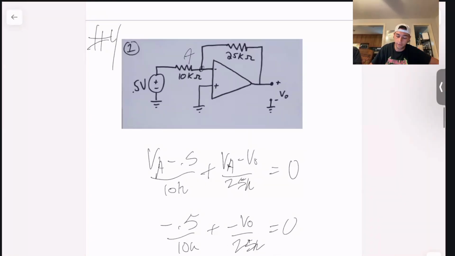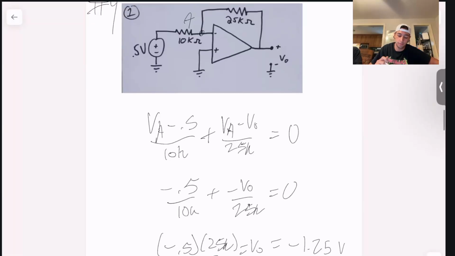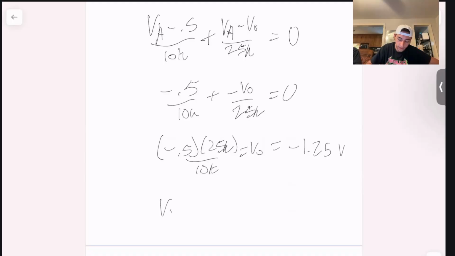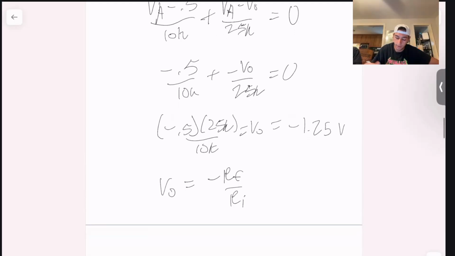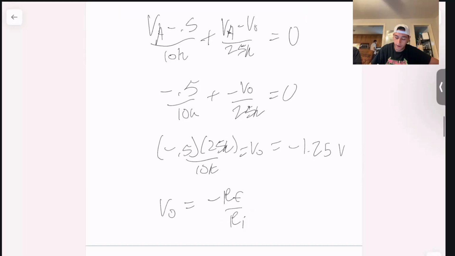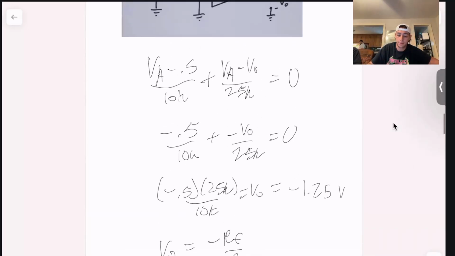There's also a non-inverting op amp where your V out and your V in would have the same sign. As you can see, V out is negative, V in is positive. There's also just a general formula for this. VO is always going to equal negative RF over RI for an inverting amplifier. And RF is the 25K in this case, RI is the 10K. And for a non-inverting amplifier, you have a different formula. That's all going to be given to you on your exam, I believe. And yeah, that's how you solve an op amp question.